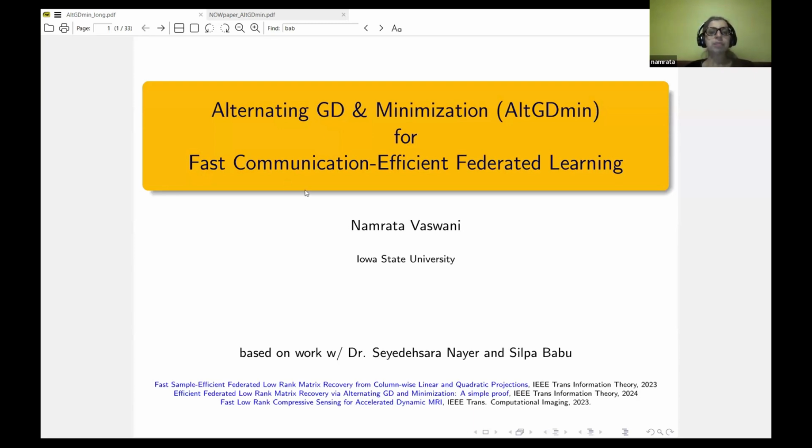I'll tell you about an algorithm that we developed, which we call alternating gradient descent and minimization, and how it is both fast and communication efficient for certain types of problems. I should mention this is work that I started with my former graduate student, Dr. Sayede Sara Nair. And some of the MRI applications are being developed with my current grad student, Shilpa. The three papers on which this talk is based are listed here.